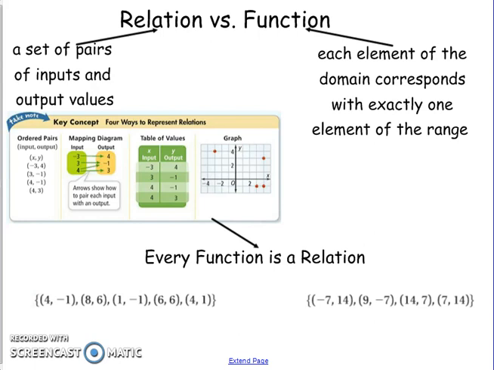So for these two examples, if we look at the first example on the bottom, you're looking at these ordered pairs. If you look at them, there are x's that repeat. This 4 and this 4 repeat. So you have two of the same x values with different y values. When that happens, that's not a function. So this would just be a relation, and it's not a function.